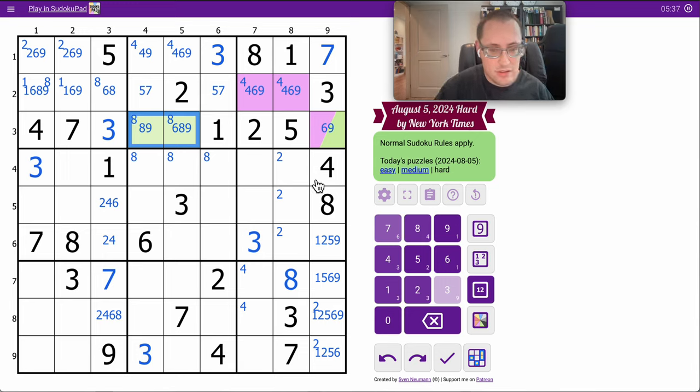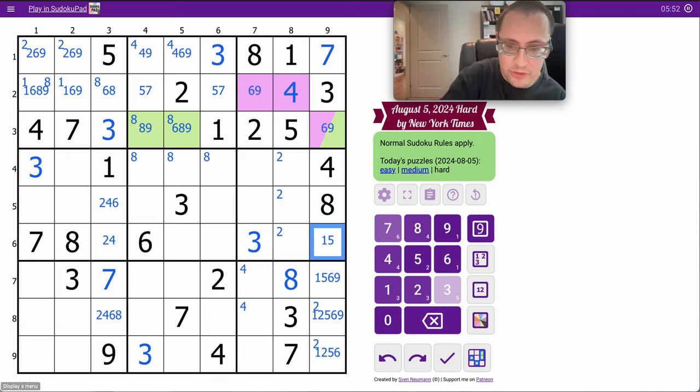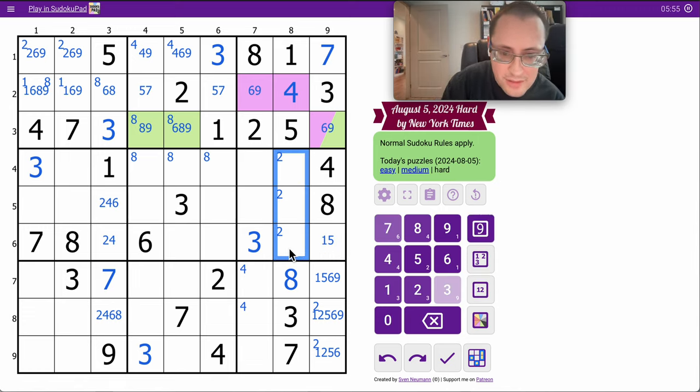1, 3, 5, 7, 8. I need 2, 4, 6, and 9. Well, none of those can be 4, so there's only one space for it in the column. So these are 2, 6, 9, therefore that's neither 2 nor 9.